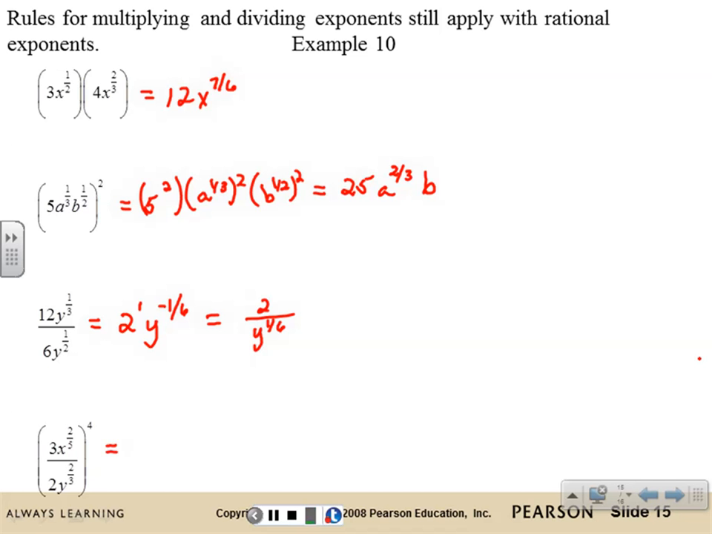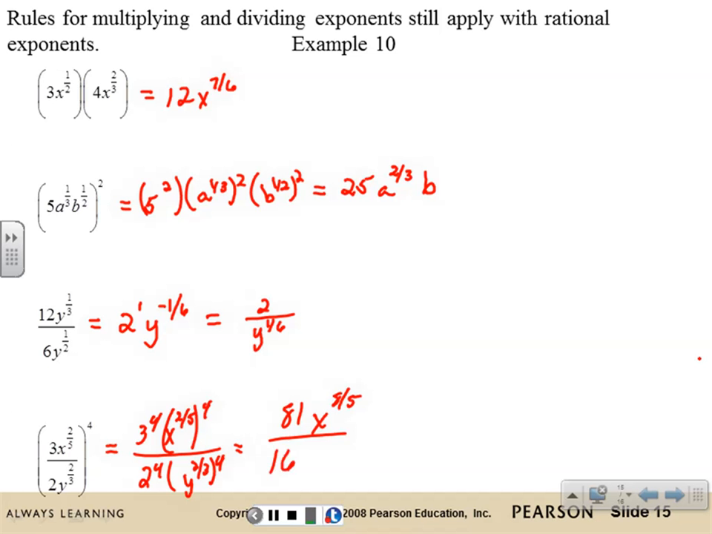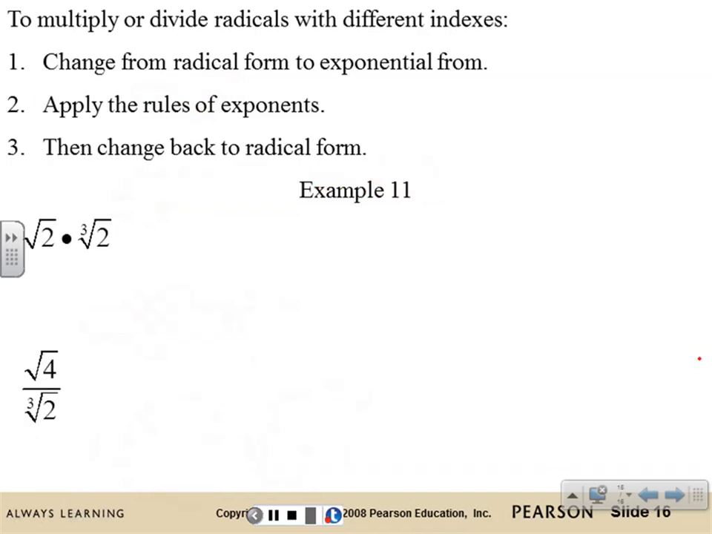So the last one, everything on the inside gets raised to the 4th power. So we're going to have 3 to the 4th power, x to the 2/5 to the 4th power, and then we're going to have 2 to the 4th power and y to the 2/3 to the 4th power. So 3 to the 4th power is going to give us 81. X to the 2/5 raised to the 4th is going to give us x to the 8/5. And then on the bottom, 2 to the 4th power is going to give us 16. And y to the 2/3 raised to the 4th is going to be y to the 8/3. And you can't do anything with that.